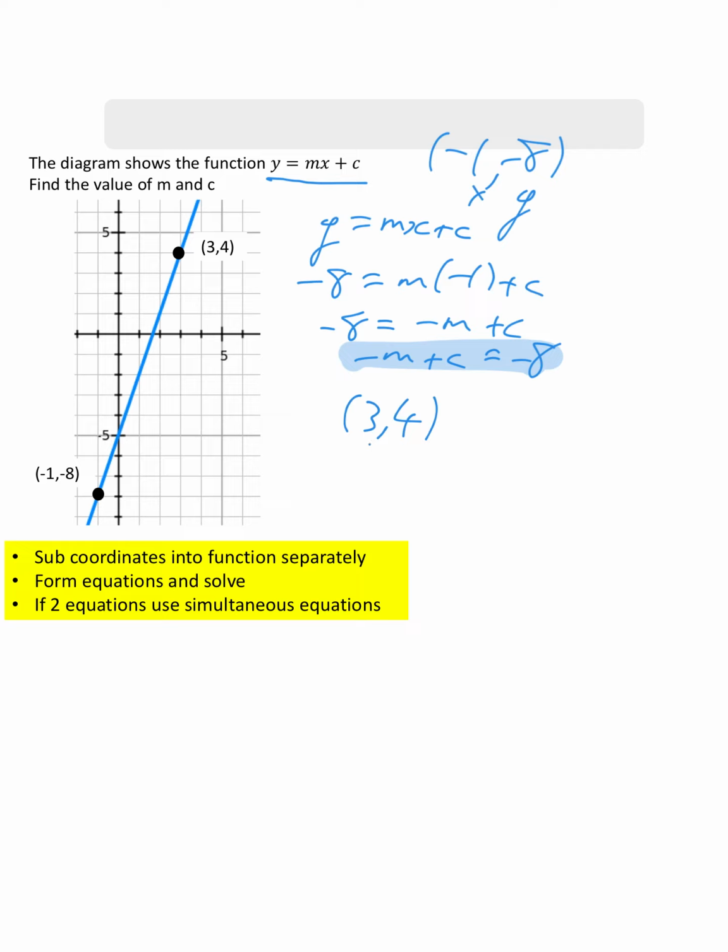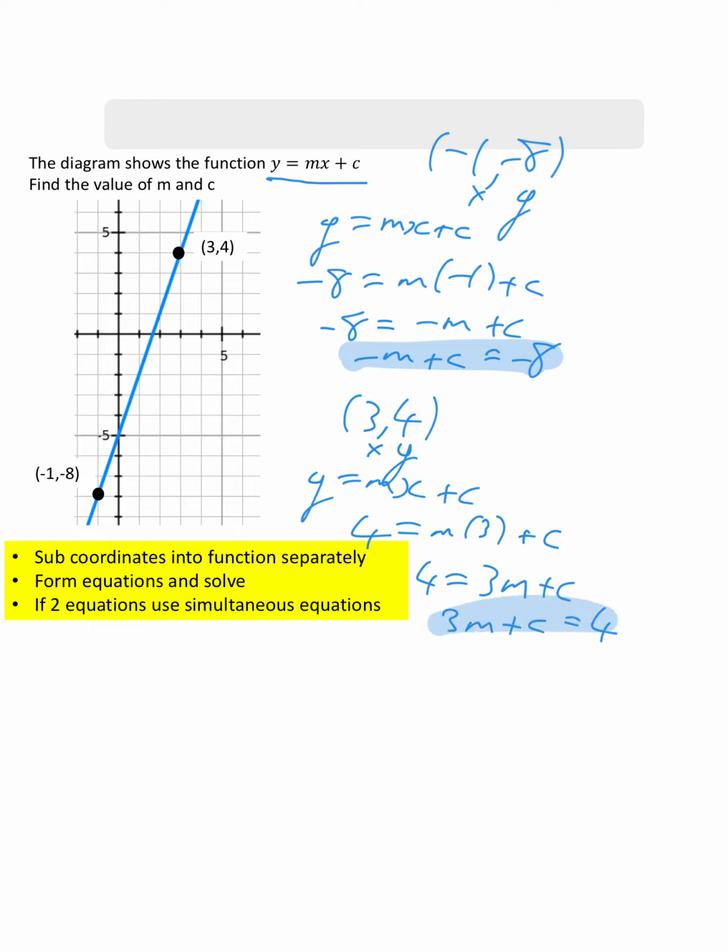Okay, now let's do the same with (3, 4). So x and y, putting that in y equals mx plus c. Y is 4, x is 3. So 4 is equal to 3m plus c. So 3m plus c equals 4. Right, so we have two equations now, so let's just write these out. -m plus c equals -8, and 3m plus c equals 4. So now let's solve this simultaneously.